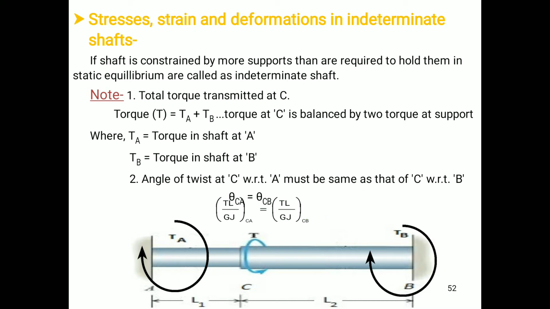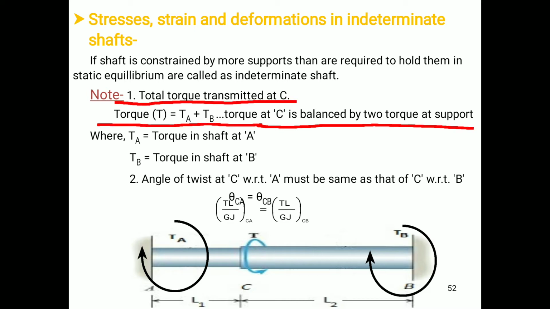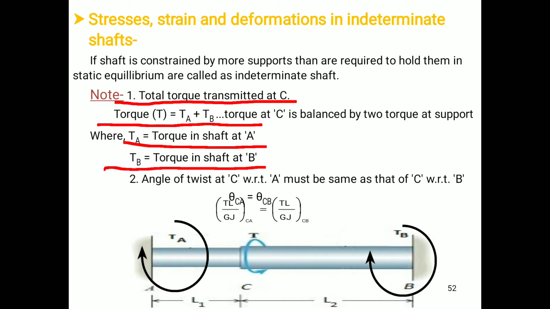For this concept of indeterminate shaft, we have to consider two equations. The first one is the total torque transmitted at C, which can be given by T_A plus T_B, the sum of torque at A and torque at B. So the torque at C is balanced by the torques at the supports, at its ends A and B. This is the torque in shaft A and this is the torque in shaft B.